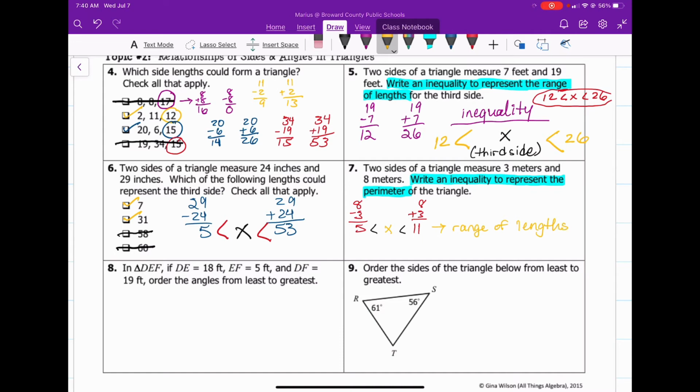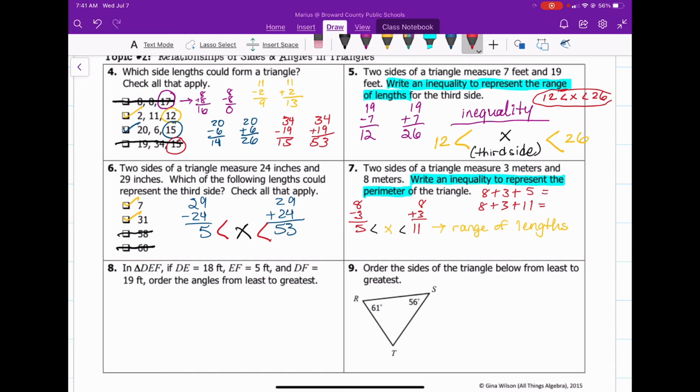If we're looking for the inequality to represent the perimeter, we just have to add everything up. So 8 plus 3 plus 5, and then 8 plus 3 plus 11. We know that the third side can't equal 5 and it can't equal 11. So these are going to be our restraints. They're not going to equal those things. The perimeter just has to be between those.